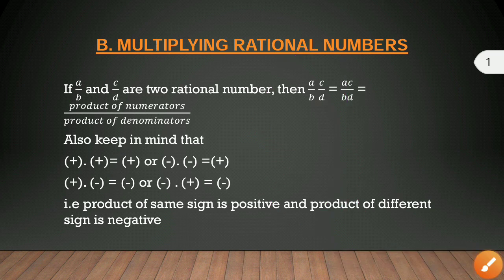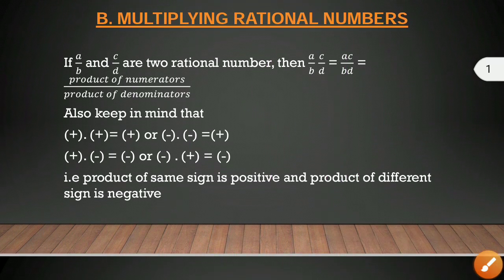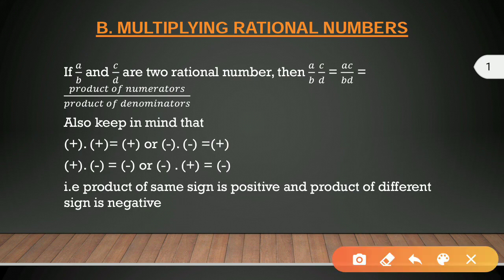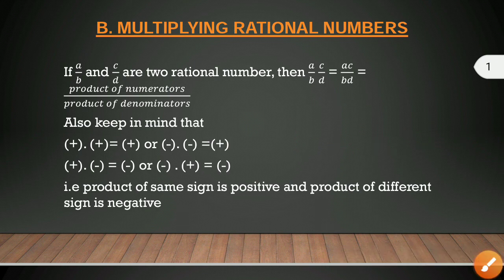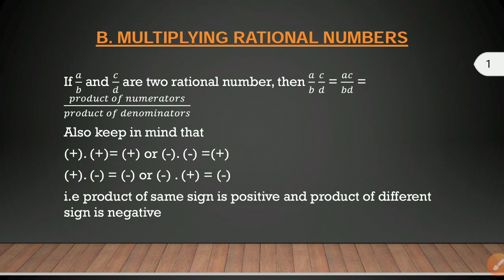When you multiply the numerators, it will give you AC, or we can say A into C, and when you multiply the denominators, it gives you B into D. We can also say BD. That means for multiplying two rational numbers, in the numerator we take the product of numerators, and in the denominator, the product of the denominators. Also keep in mind that plus will always give you plus.